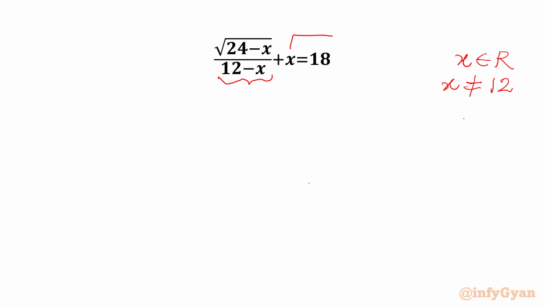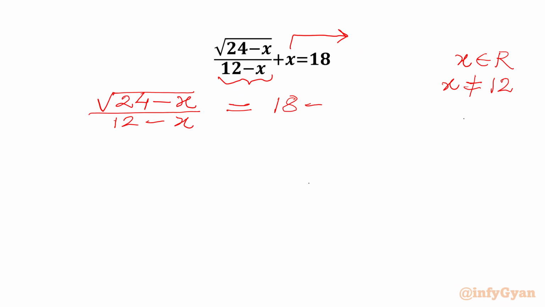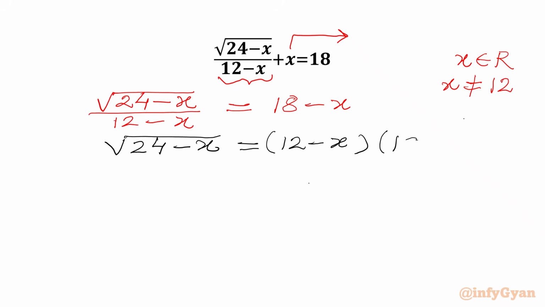Now we will take this x to the right hand side. We will write the equation square root 24 minus x over 12 minus x equal to 18 minus x. Now we will cross multiply and write square root 24 minus x equal to 12 minus x times 18 minus x.